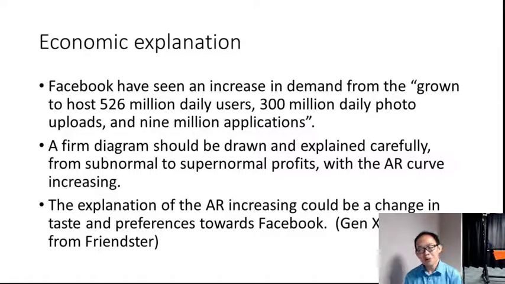And how do you explain the AR increase? It could be a change in taste and preferences towards Facebook. I mean, I'm from Generation X. I used to recall, I joined Facebook in late 2008. Okay, I had a Friendster account. Then I moved to Facebook.